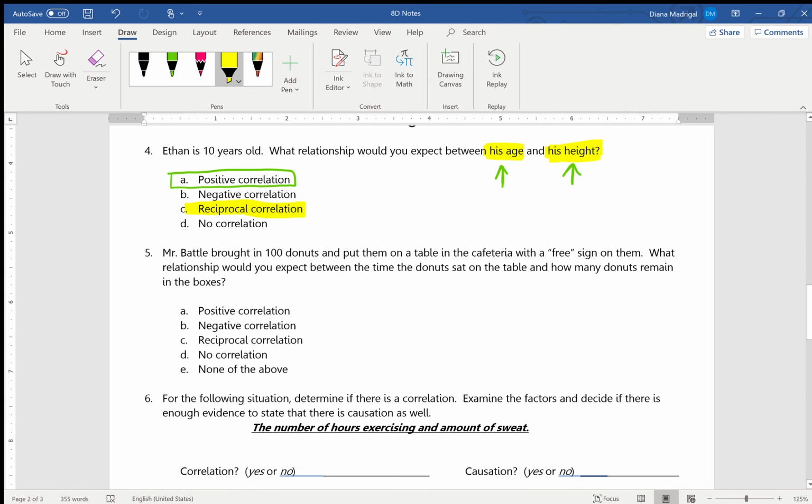Mr. Battle brought in 100 donuts and put them on a table in the cafeteria with a free sign on them. What relationship will you explain between the time the donuts sat on the table and how many donuts remain in the boxes? So the two things we're looking at are time and how many donuts. As time keeps increasing, what happens to the donuts? What kind of correlation are we going to have?